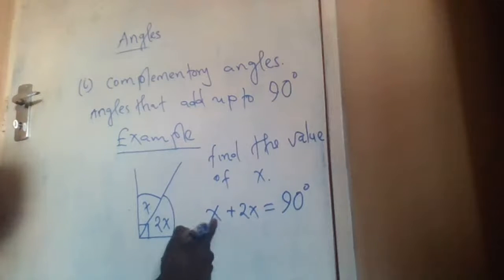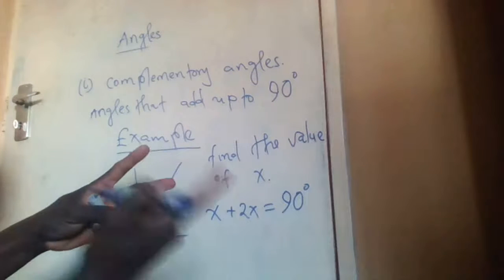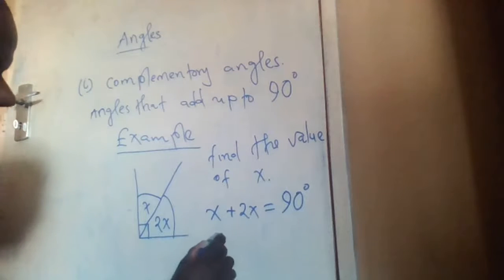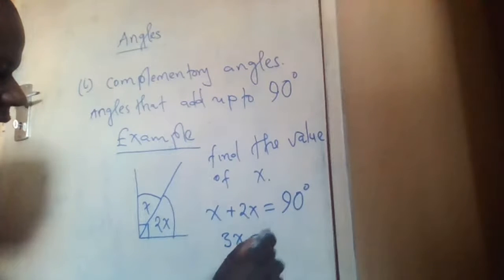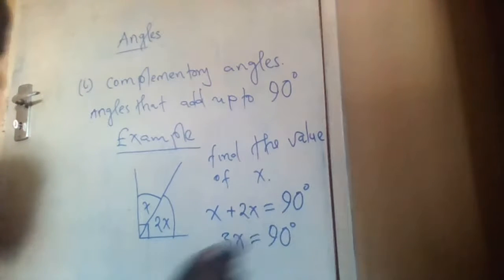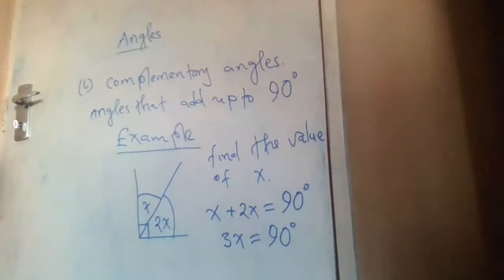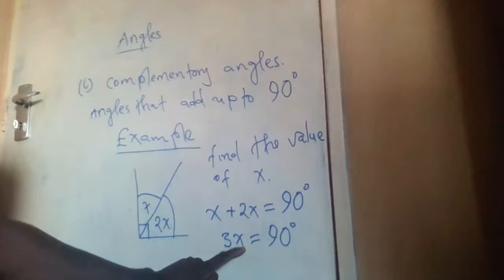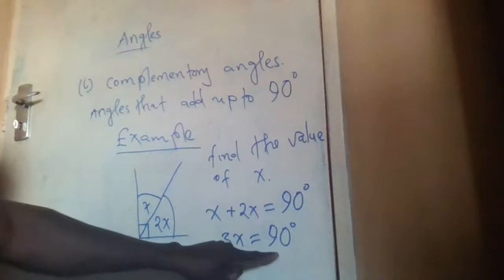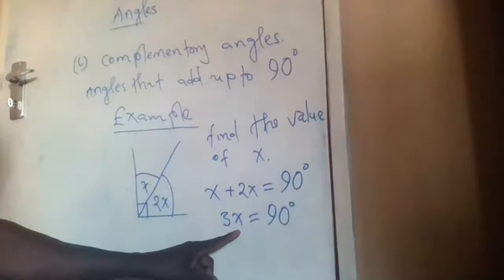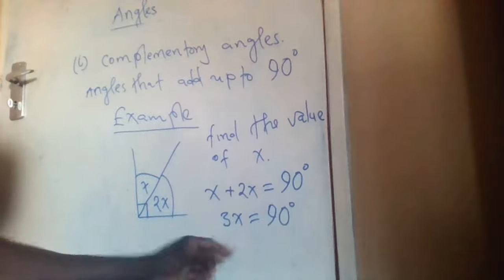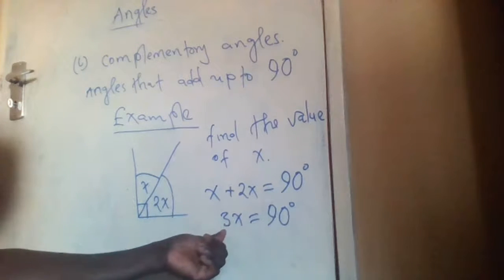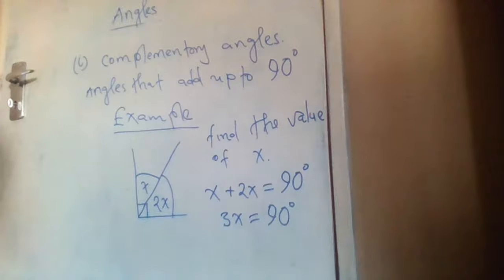So what do we do here? We're going to add. There is 1x plus 2x. We've got 2 values of x and 1 value of x. When we add them, they will give us 3x. But that must be equal to 90 degrees. Now, what does that mean? It means there is a value of x which we don't know, such that when we multiply it with 3, it's supposed to give us 90. One thing we know for sure is that when that value of x is multiplied with 3, it's supposed to give us 90.